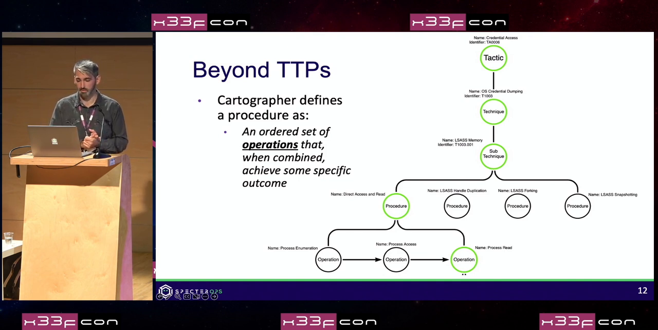layer. So if we look at, for instance, direct access and read implemented by the Mimikatz module, secure LSA logon passwords, what I like to think of as the canonical example of LSAS credential dumping. We can see 3 operations here: enumeration of currently running processes, access to lsas.exe itself, and then actually reading from lsas.exe virtual memory.